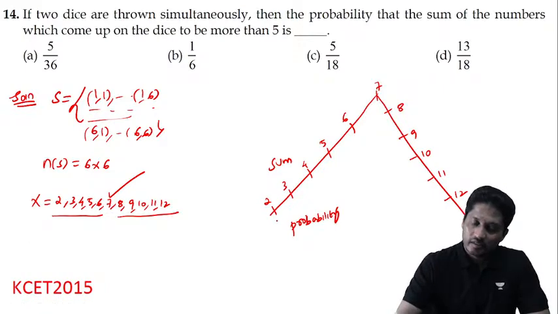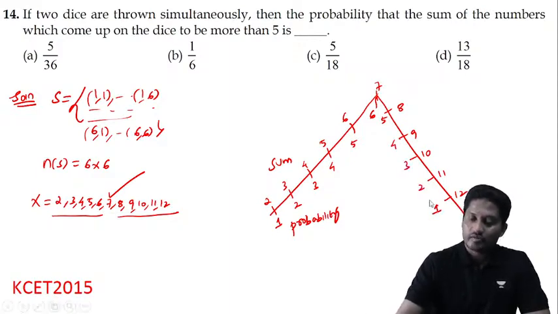Right, now listen. Write 1, 2, 3, this is 4, this is 5, 6. Now write in reverse order: 5, 4, 3, 2 and 1. The sum, the other will be probability.